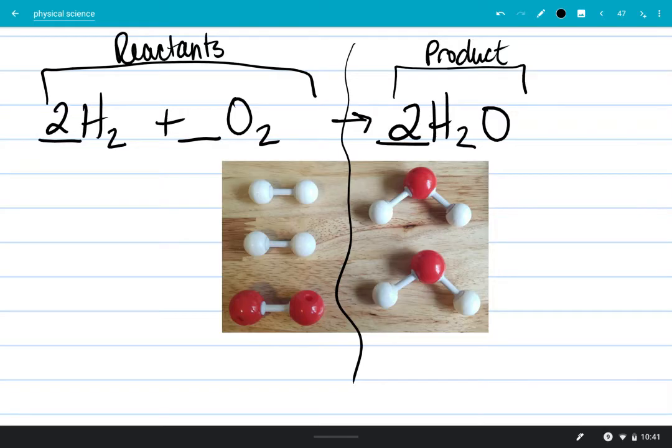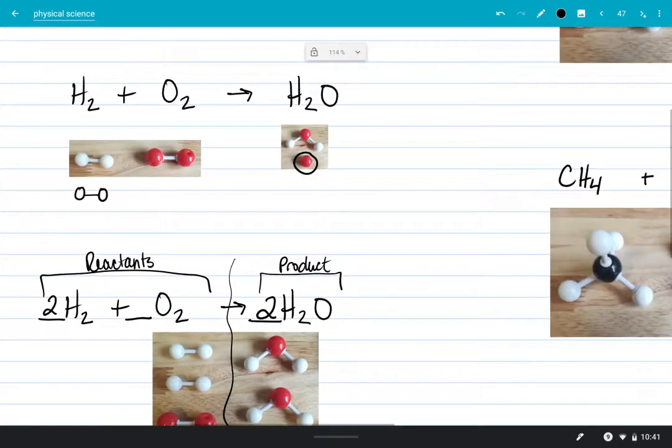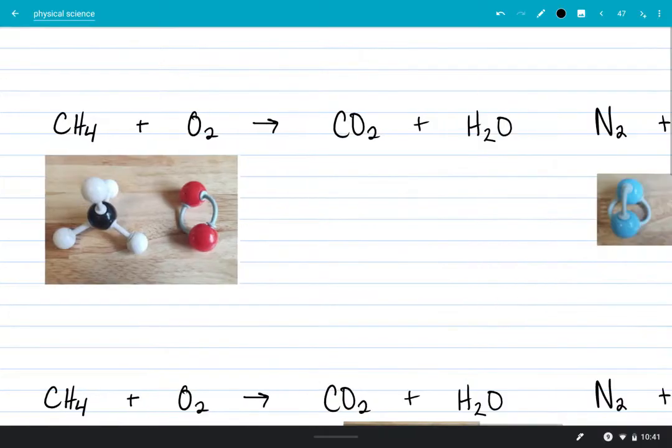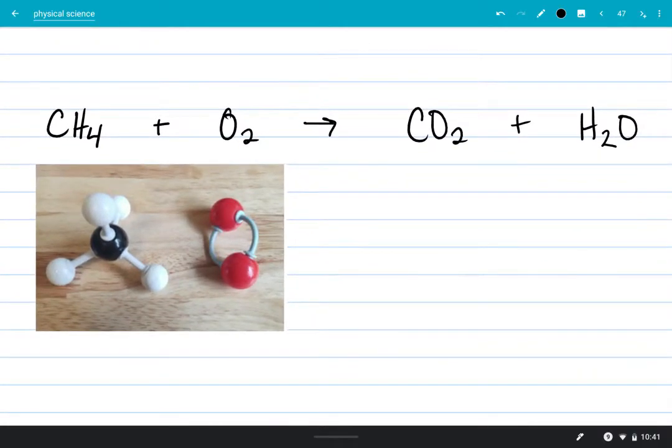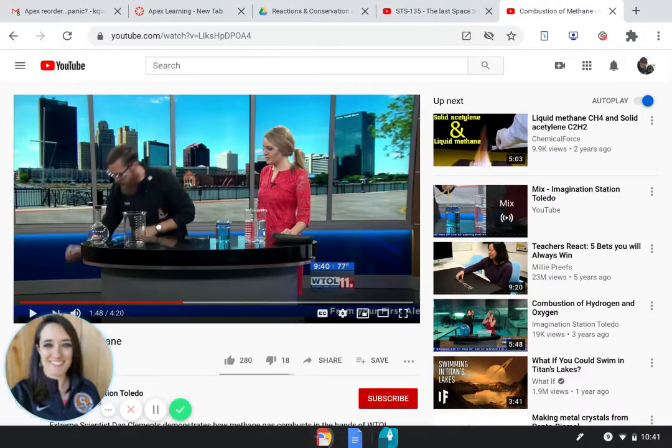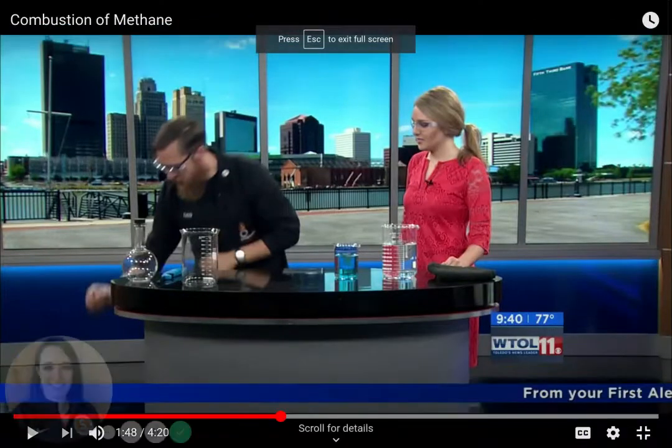Okay, how about another example? Here I've got some methane. This is the combustion of methane, where methane is going to react with oxygen in the air to make carbon dioxide and water. And I've got a video of that here too for you. Let's play that.